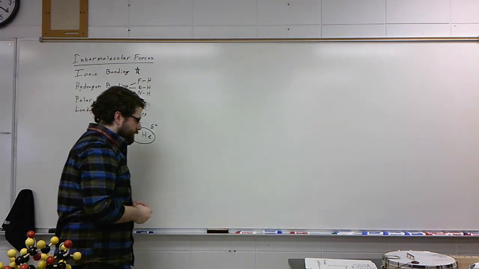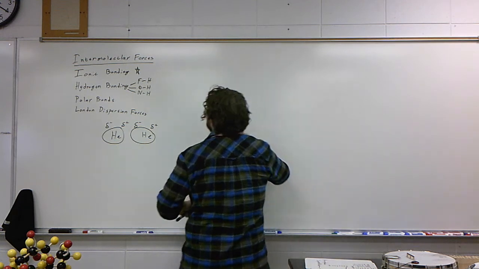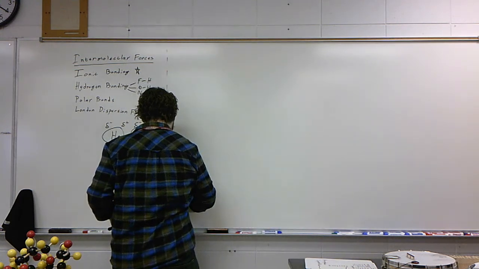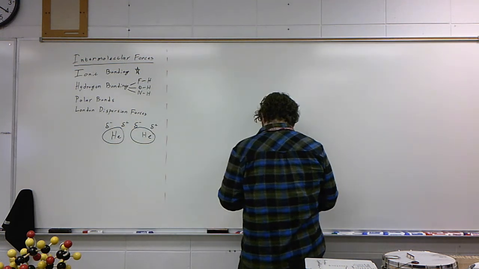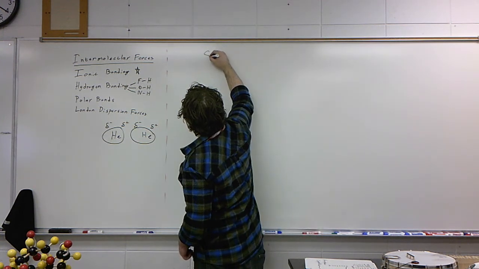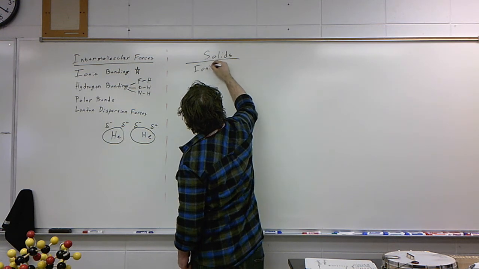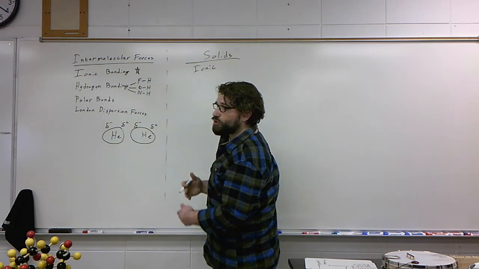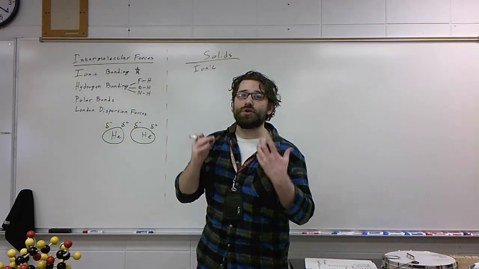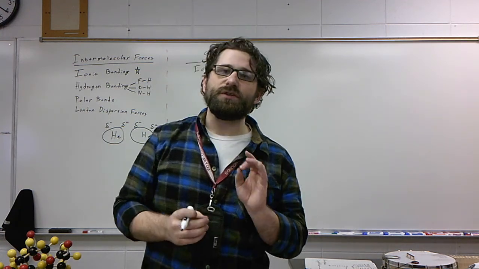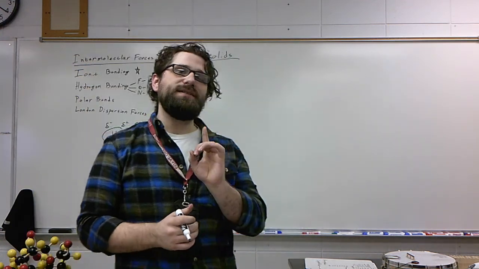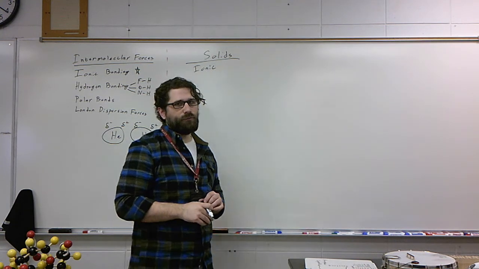Let's look at our different types of solids. Let's just give ourselves a little dividing line right here. First up, we have ionic solids. These are going to be brittle. They're able to dissolve very easily in a lot of different solvents. They are non-conductive until they are dissolved.